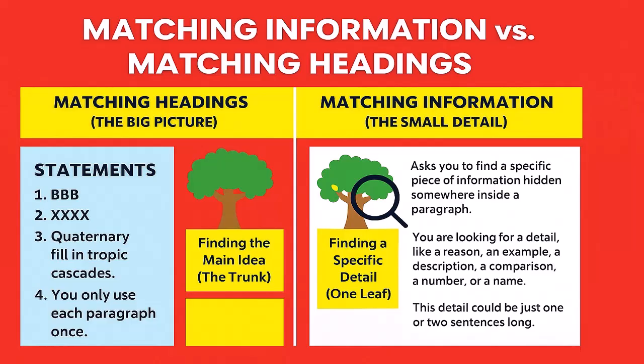What kind of leaf or detail are you looking for? You will be given a list of statements, and each statement will describe a specific piece of information. For example, it might be a reason why something happened, an example of a particular concept, a description of how something looks or works, a comparison between two things, a name of a person or a place, a specific number or date. This specific detail might only be mentioned in one single sentence or maybe two sentences together. Your job is to find exactly where that specific piece of information is located.